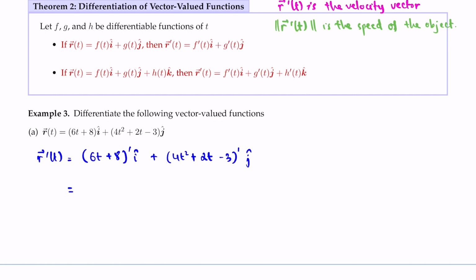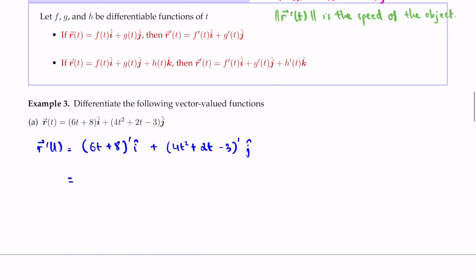And you get the derivative of the sum is the sum of the derivative, and the derivative of the constant multiple. All the differentiation rules that you learned before can be directly applied here in the context of vector value functions. So the derivative of 6t will give you 6, and the derivative of 8 is 0, so therefore the first component is just 6i. The derivative of 4t squared plus 2t minus 3 gives you (8t plus 2)j, and that is the derivative of vector value functions.